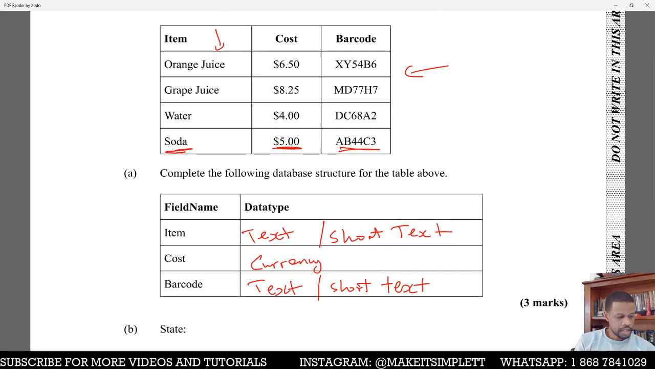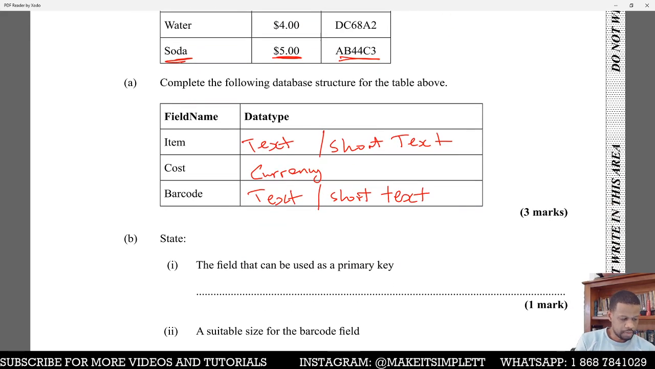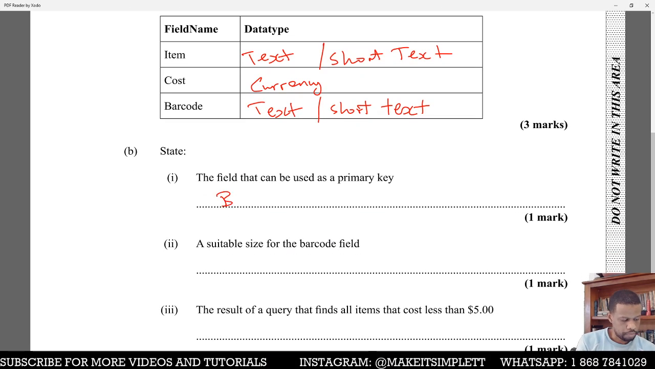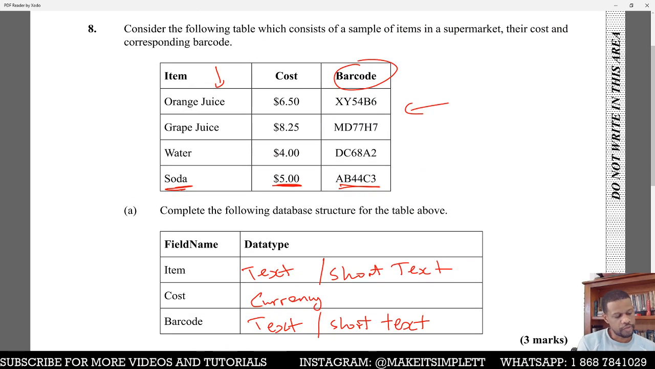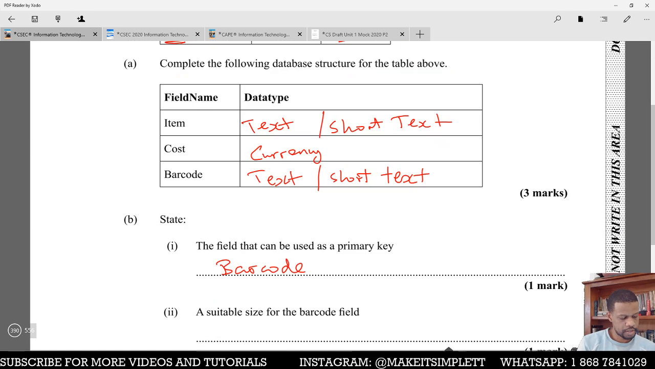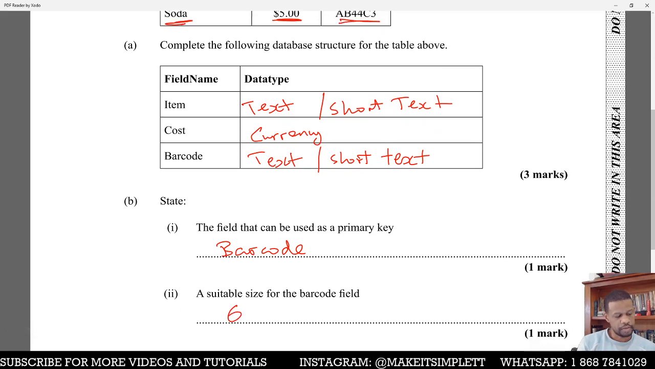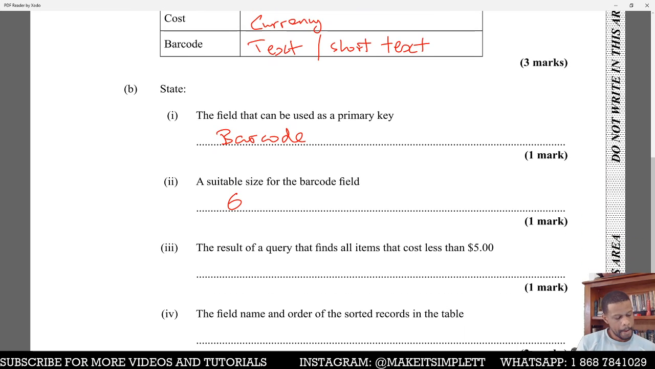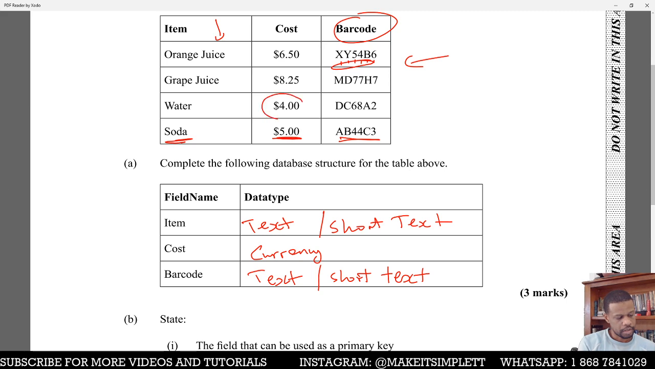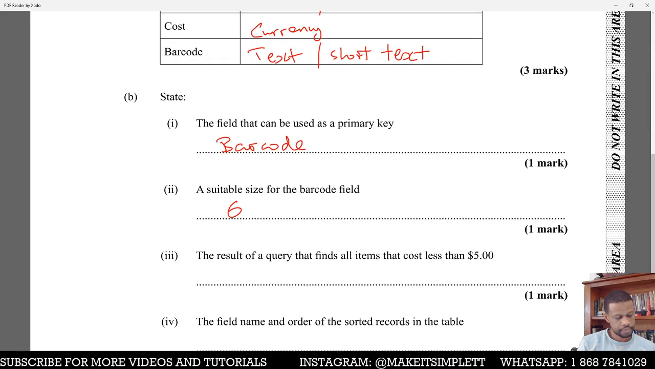Field that could be used as a primary key. Well, the most unique field that there is is barcode. Double check the size for the barcode field: we have 1, 2, 3, 4, 5, 6. So 6 will be the field size. And the result of a query that finds all items that cost less than $5. That'll be that.